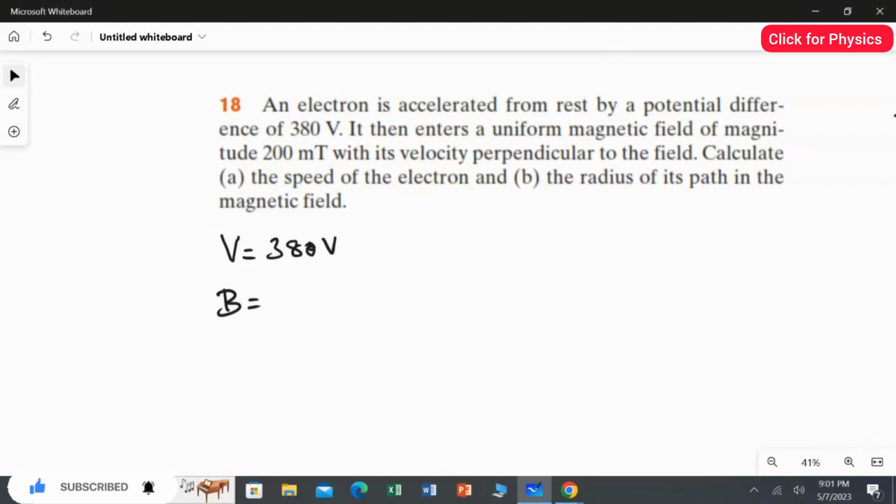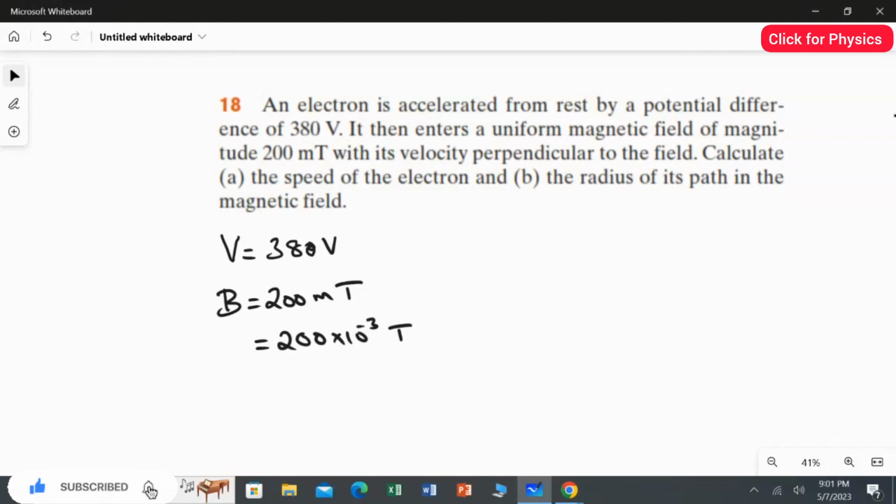So the B value, 200 millitesla in terms of Tesla, is 200 multiply 10 power minus 3 Tesla. And they clearly mention the velocity is exactly perpendicular to the field. What we studied in the theory is that if the velocity is perpendicular to the field, then the magnetic force will be greater. So the angle here is exactly 90 degree. By using this information, we are going to find first the speed of the electron, and second, the radius.